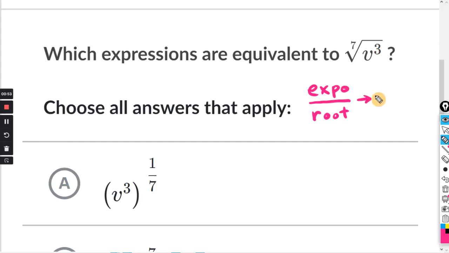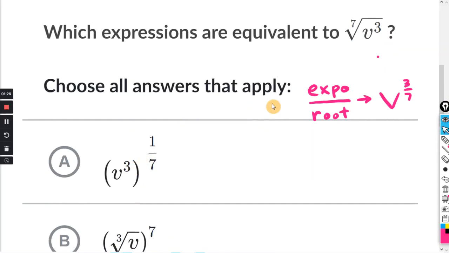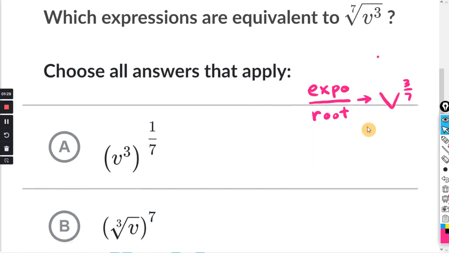So we have the letter v here, and we're going to make a fraction exponent. The exponent is in the numerator; we can see the exponent is 3. And the denominator is the root; we can see the root here is 7. So that is the same as v to the 3 over 7. Now it says choose all answers that apply, so it might be more than one. We're going to convert each answer and see which ones match.